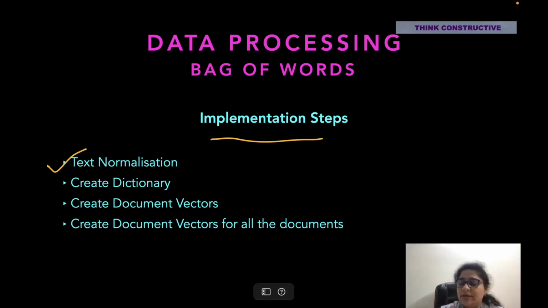Next is create dictionary. Then I will talk about create document vectors. And the last step of the bag of words algorithm is create document vectors for all the documents. So let us move to the first step, with an example.